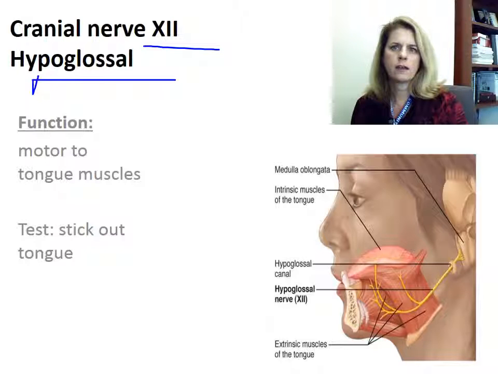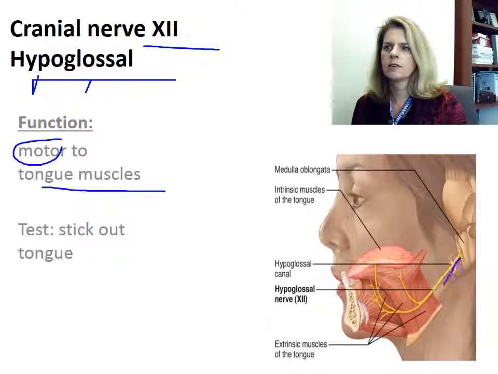Hypo meaning lower or below, glossal tongue, so below the tongue. This is a motor nerve. It goes to the tongue muscles. So this is your hypoglossal coming out and going to the tongue. Number 12, and a test will be to stick your tongue out.